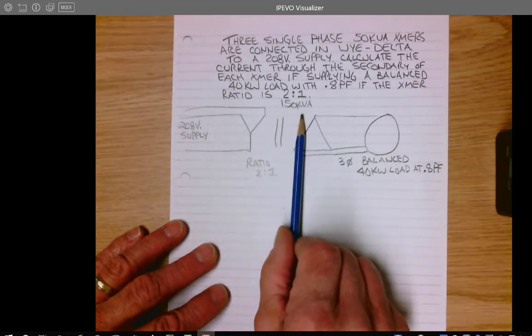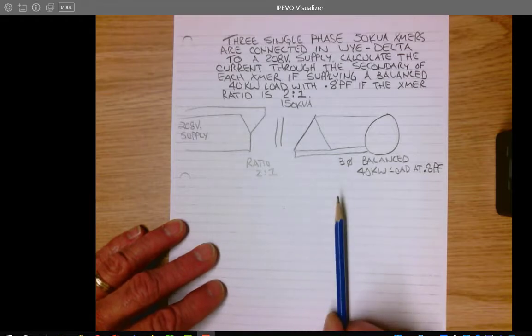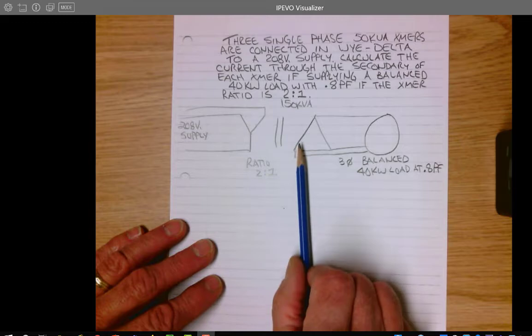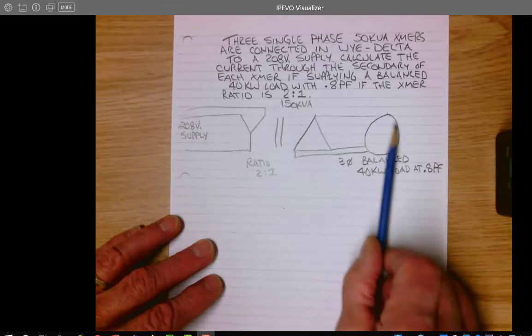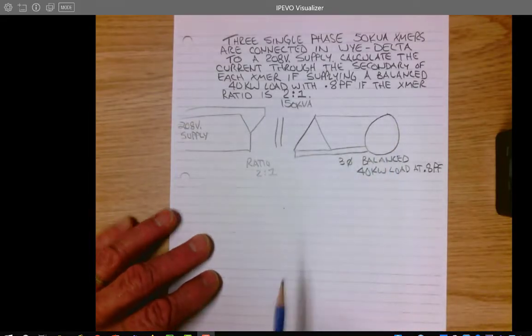This transformer may have a rating of 150 kVA, but the question I always ask students is, what determines the currents in the circuit? The rating of the transformer or the load that's connected to it? And it's always the load connected to it. So we figure out the currents from the load back in our calculations.